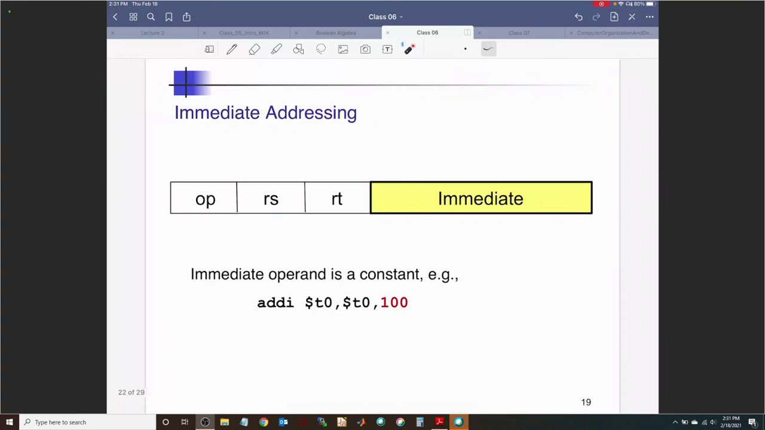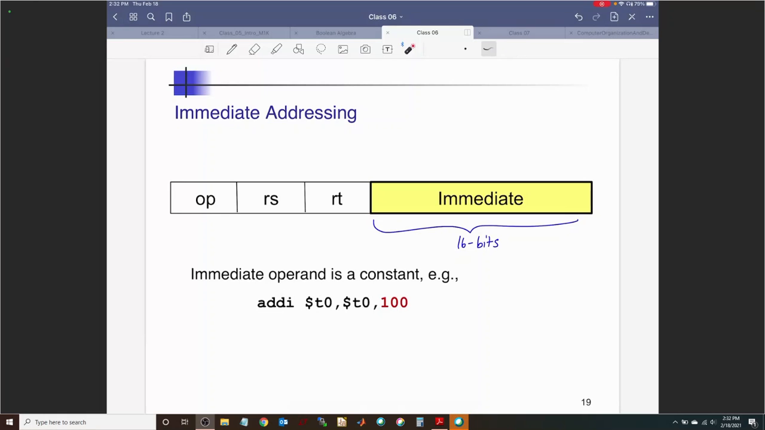So the first one is the immediate addressing mode, in which the operand is provided as part of the instruction in the immediate field, right? So this is an I-type instruction in which the first few bits are for the opcode, the next 2 are for the source registers, and there is a 16-bit immediate field. 16 bits that you could use to provide a signed constant as part of the instruction.